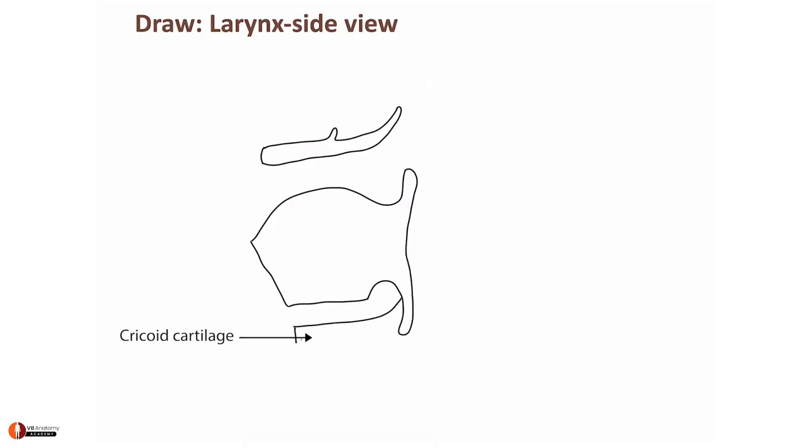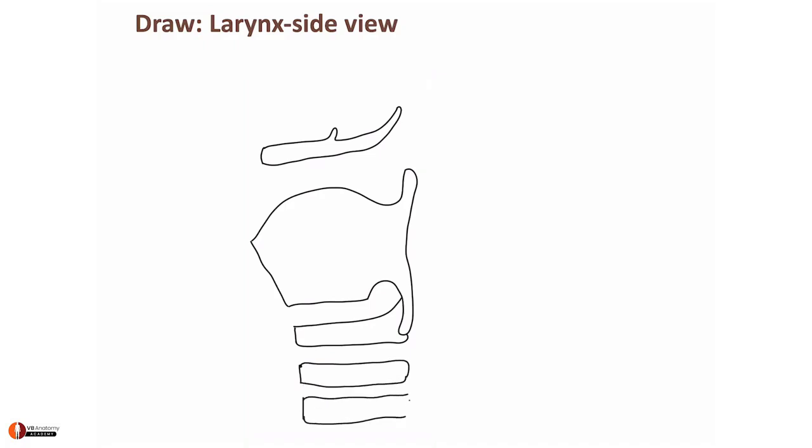Below that, the cricoid cartilage. Below that, the tracheal rings. At this point, I want you to note how the lower horn of thyroid cartilage is articulating with the cricoid cartilage, forming a synovial joint. Now let's connect the hyoid bone and the thyroid cartilage with the help of a thyro-hyoid membrane. Connect the rest of the cartilages too.